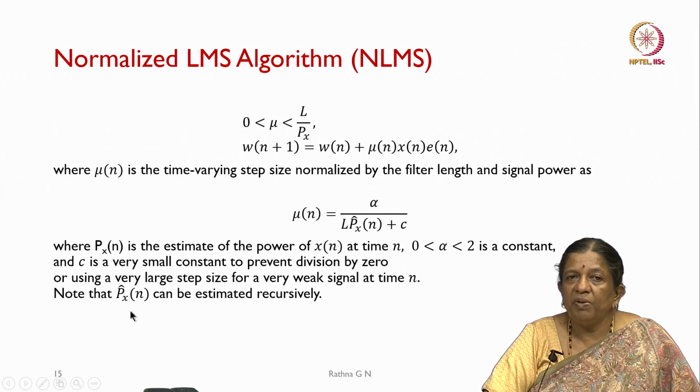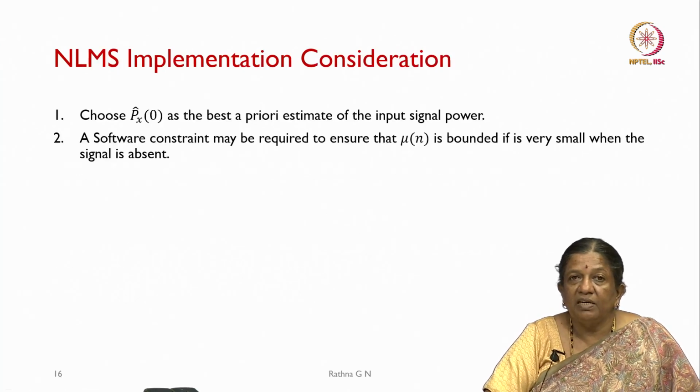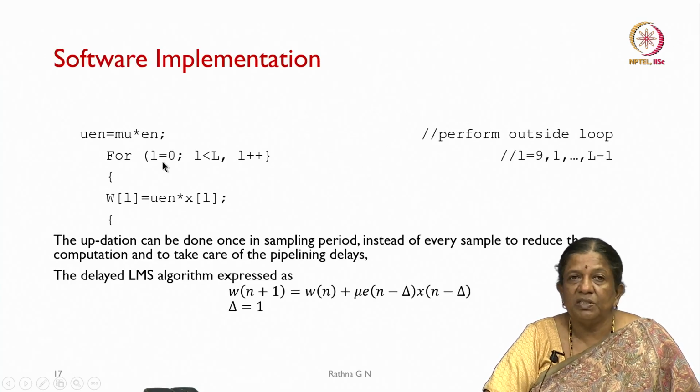One has to note that Px of n can be estimated recursively. So, the NLMS algorithm will take a little more time compared to our LMS. So, how are we going to choose this Px of 0? As the best a priori estimate of our input signal power. So, a small constant may be required to ensure that mu of n is bounded if it is very small when the signal is absent, so that divide by 0 is avoided.